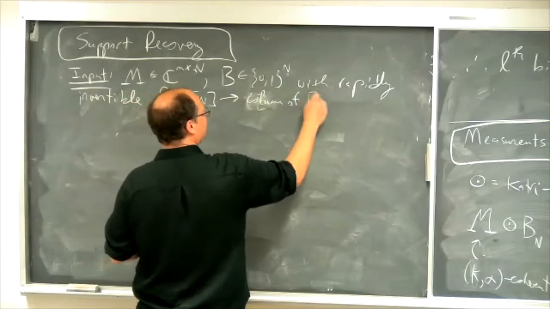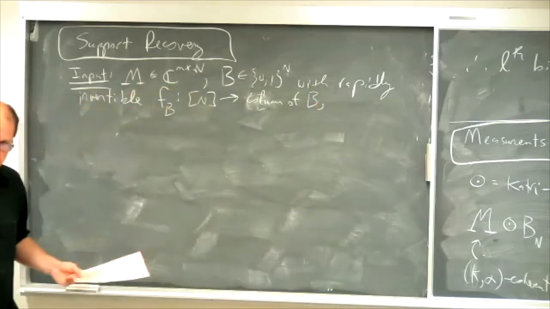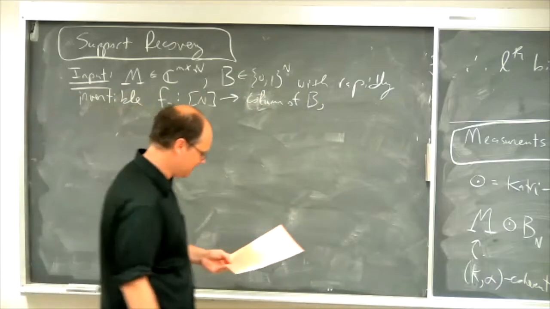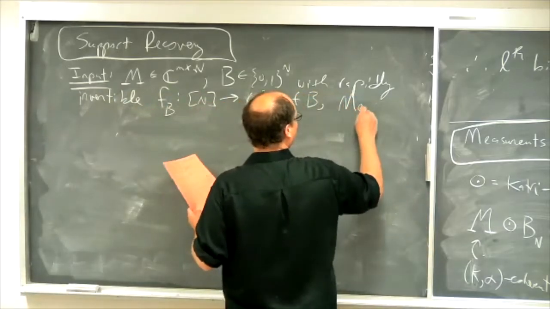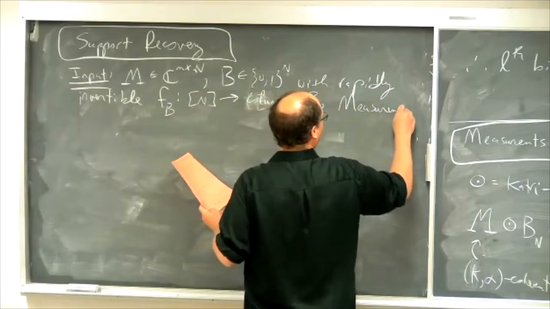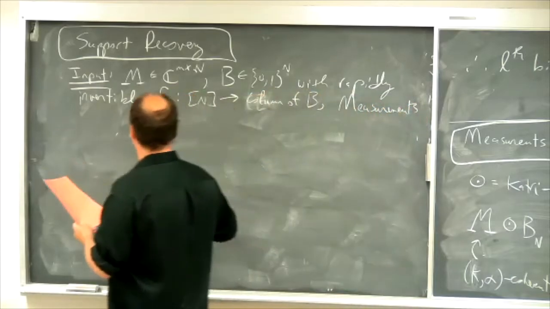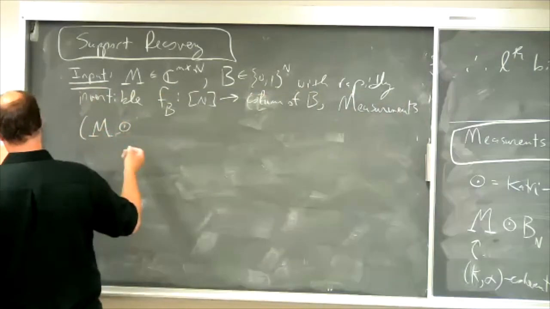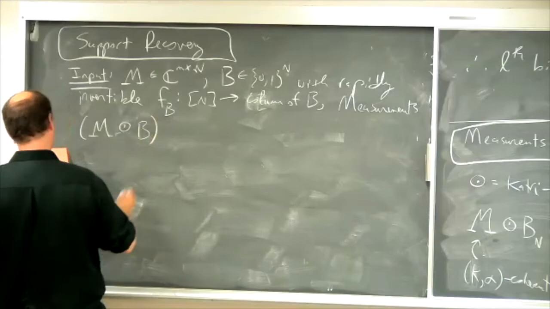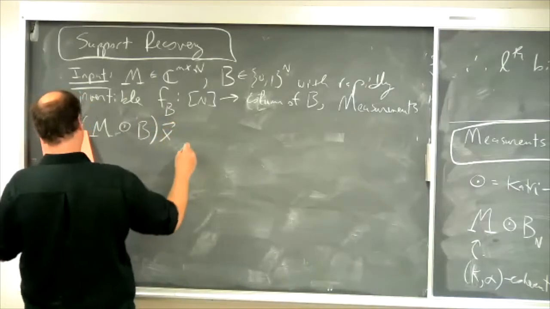I'll call them A, B, right? So one of the bit testing matrix, so we know there is one. And we are going to take measurements which are the product of these two things. This row-wise Khatri-Rao product of these guys applied to X.